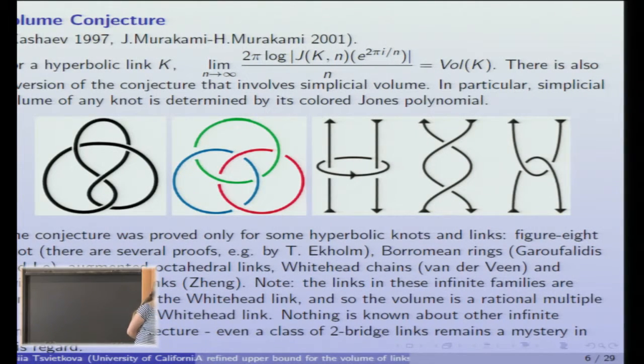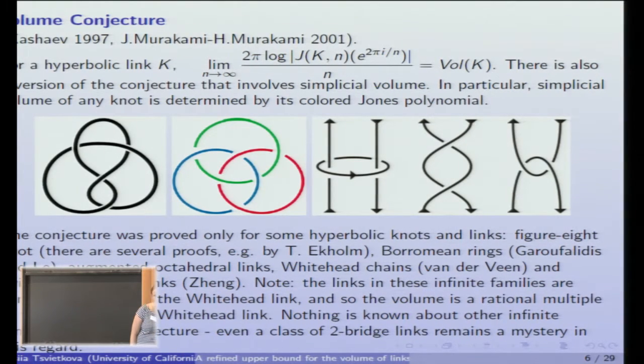This is an infinite class. However, if you look closer at all those links, they all are commensurable with the Whitehead link. So their volumes are rational multiples of the volume of the Whitehead link. And then if you go beyond links commensurable with Whitehead links, nothing is known. Even for the class of two-bridge links, nothing is known. So it hasn't been proved.